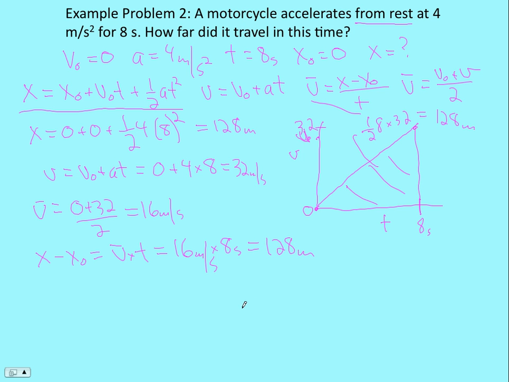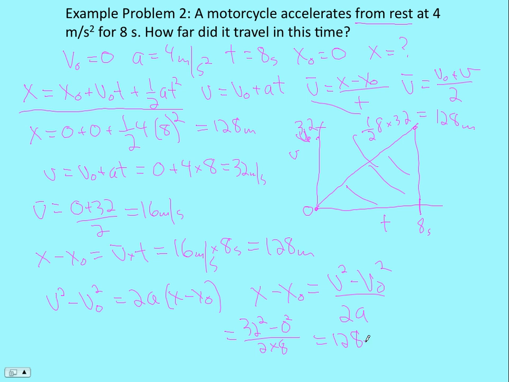And so another way of doing it, now that we know the final velocity, you could also use this guy. x minus x0 is v squared minus v0 squared over 2a. So that gives you 32 squared minus 0 squared, if you like, over 2 times 8. And that also gives you 128 meters. So many different ways of coming up with it. Don't forget where we came up with these equations.